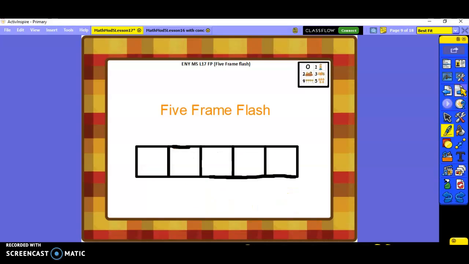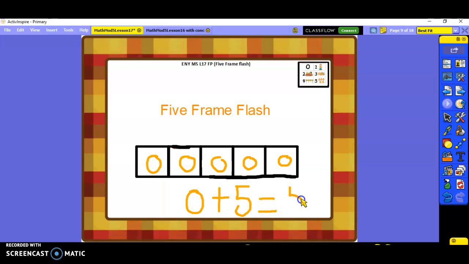Ready? Here we go. Think. I hope you said 5. We needed 5. Yes, we had none. We had 0. So we needed to draw or add 5 more to get us to our whole of 5. So when we write that, we would write, yes, what would we write? We had 0 plus our 5 that we added. Our 5 more equals our 5.